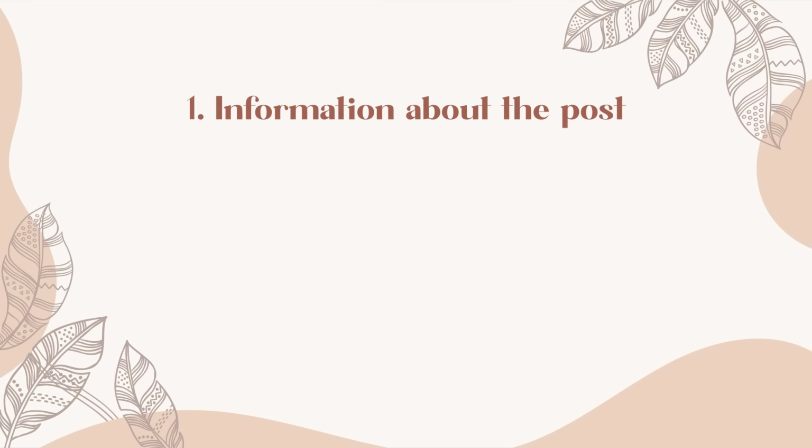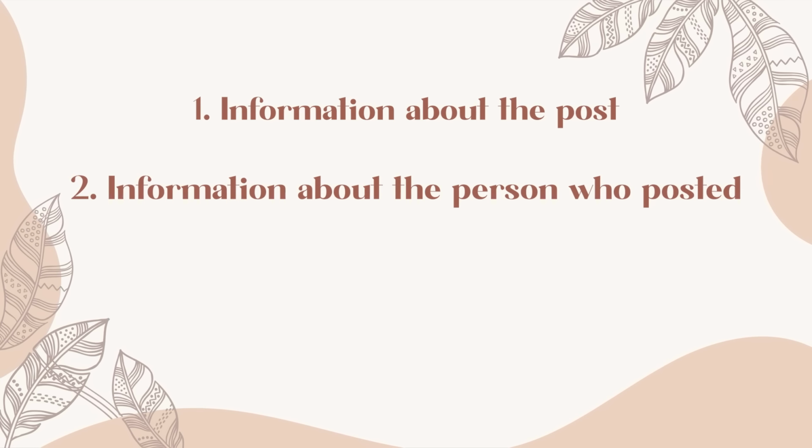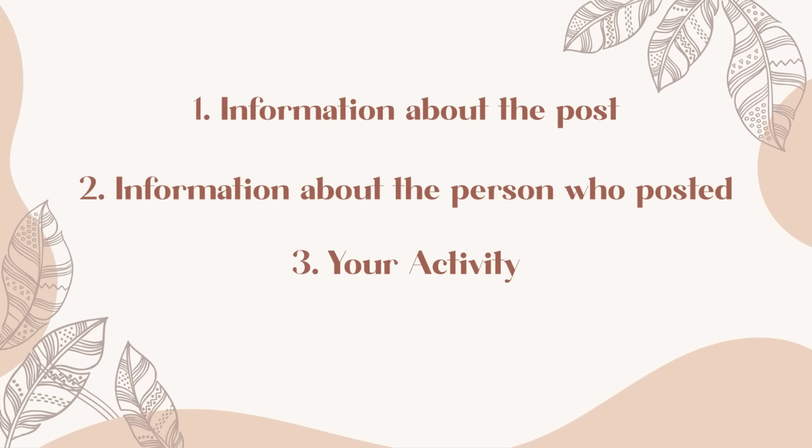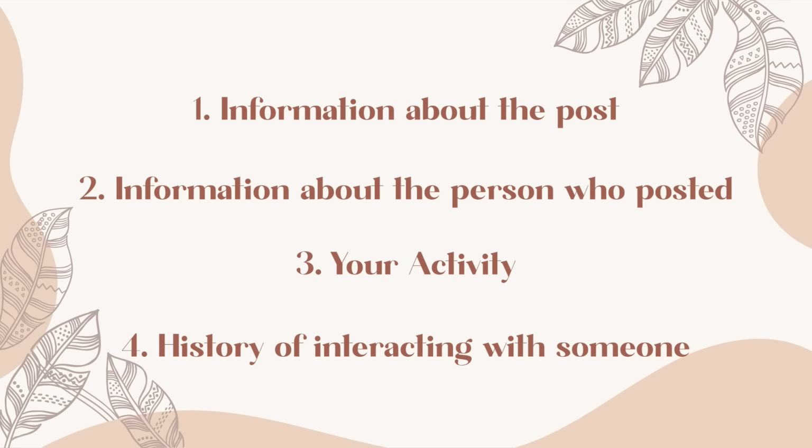In an article shedding more light on how Instagram works, they rank the order of importance of signals. So the most important signals across feed and stories, roughly in order of importance, are information about the post, information about the person who posted, your activity, and your history of interacting with someone.